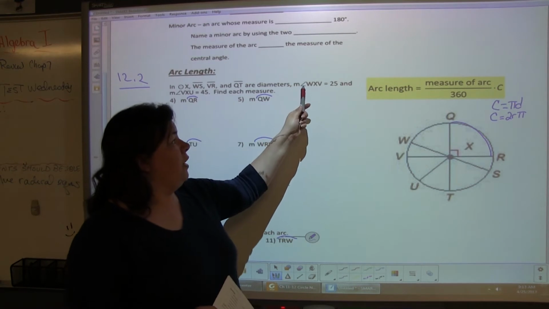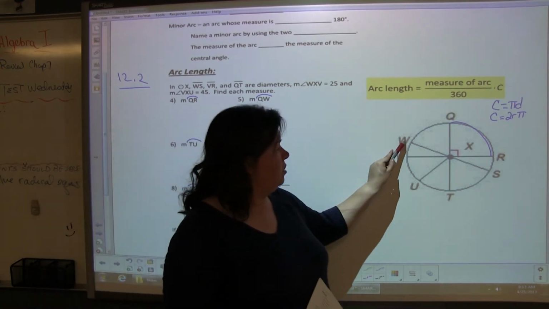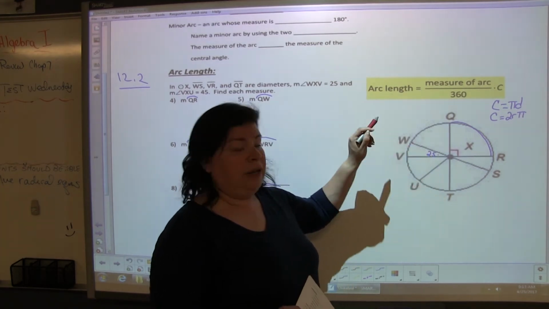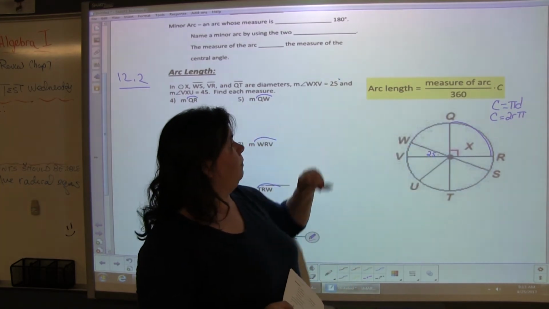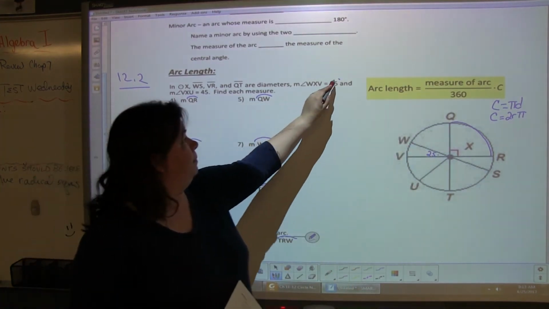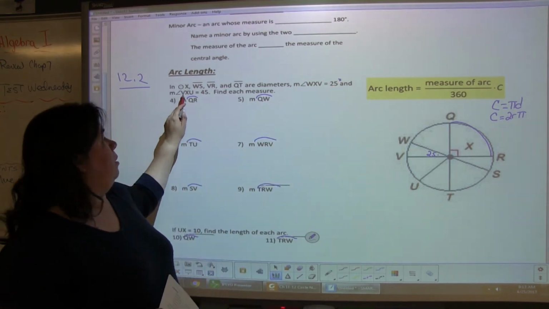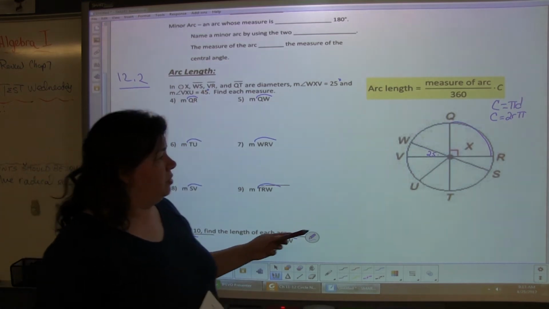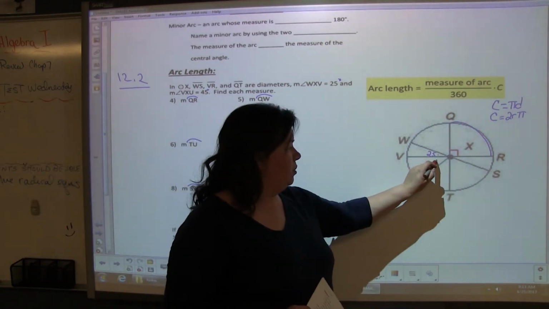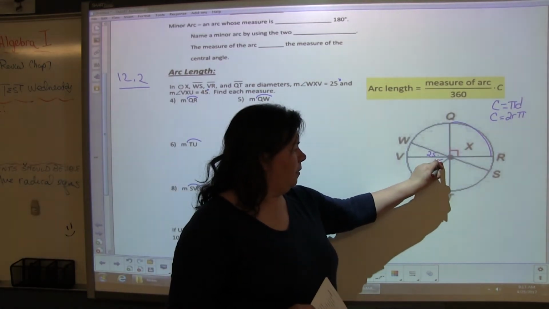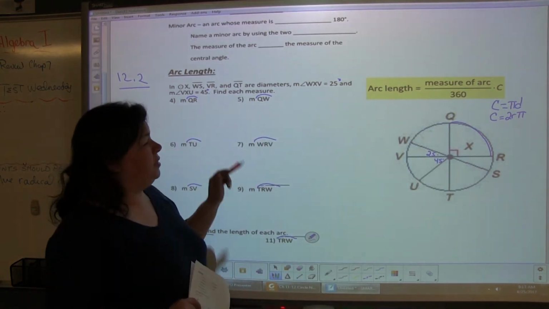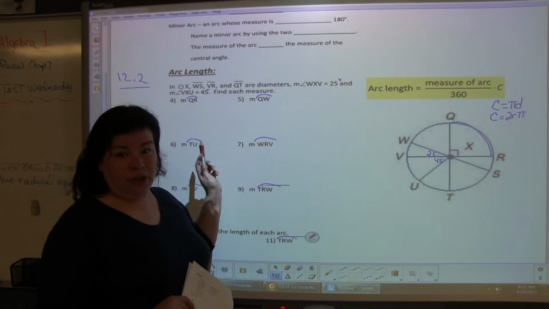Now it says the measure of angle WXV, so angle WXV is 25 degrees. I'm not sure why they don't have the degree symbol, but that should be there. And angle VXU is 45 degrees. So let's go to angle VXU, which is 45 degrees, and put that here. Okay. So they want us to find the measure of each of these arcs.